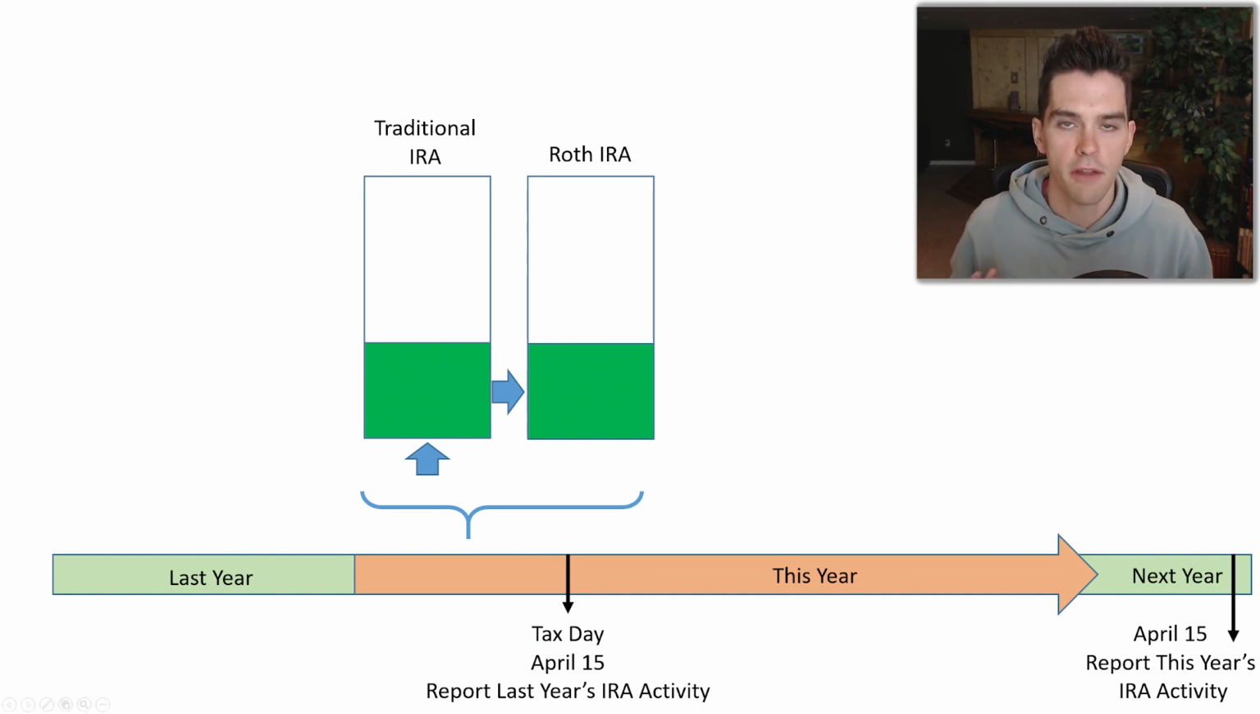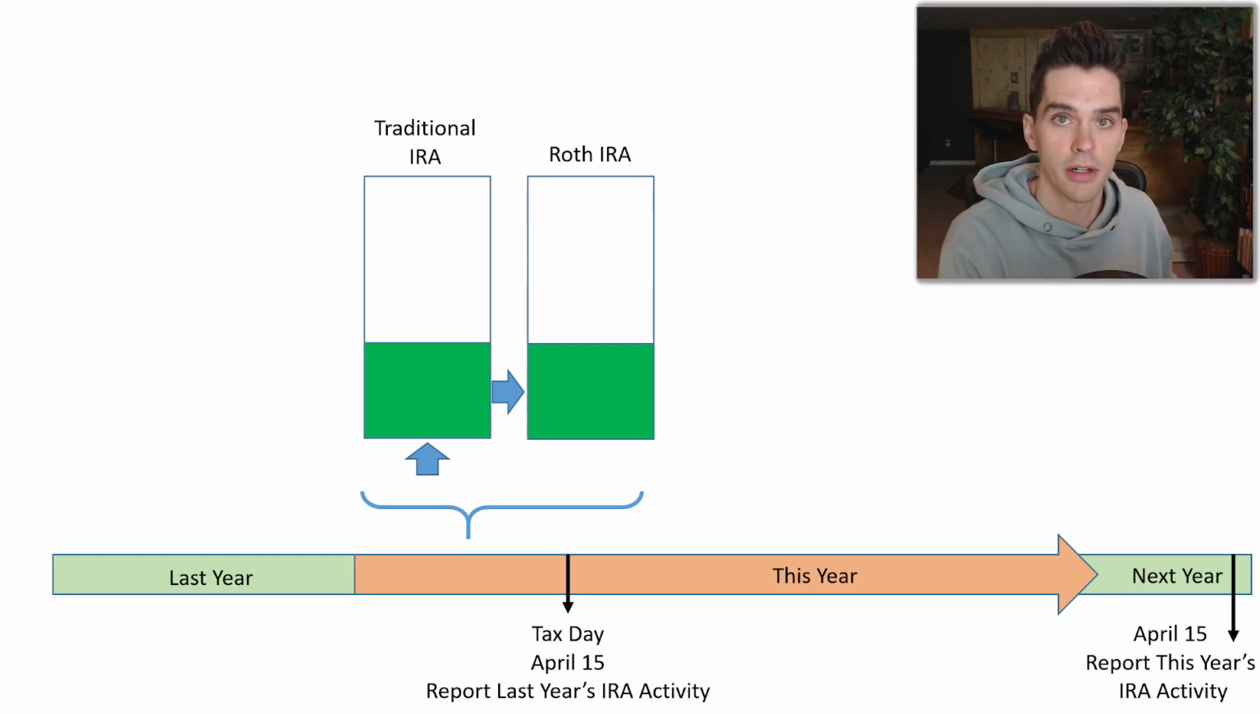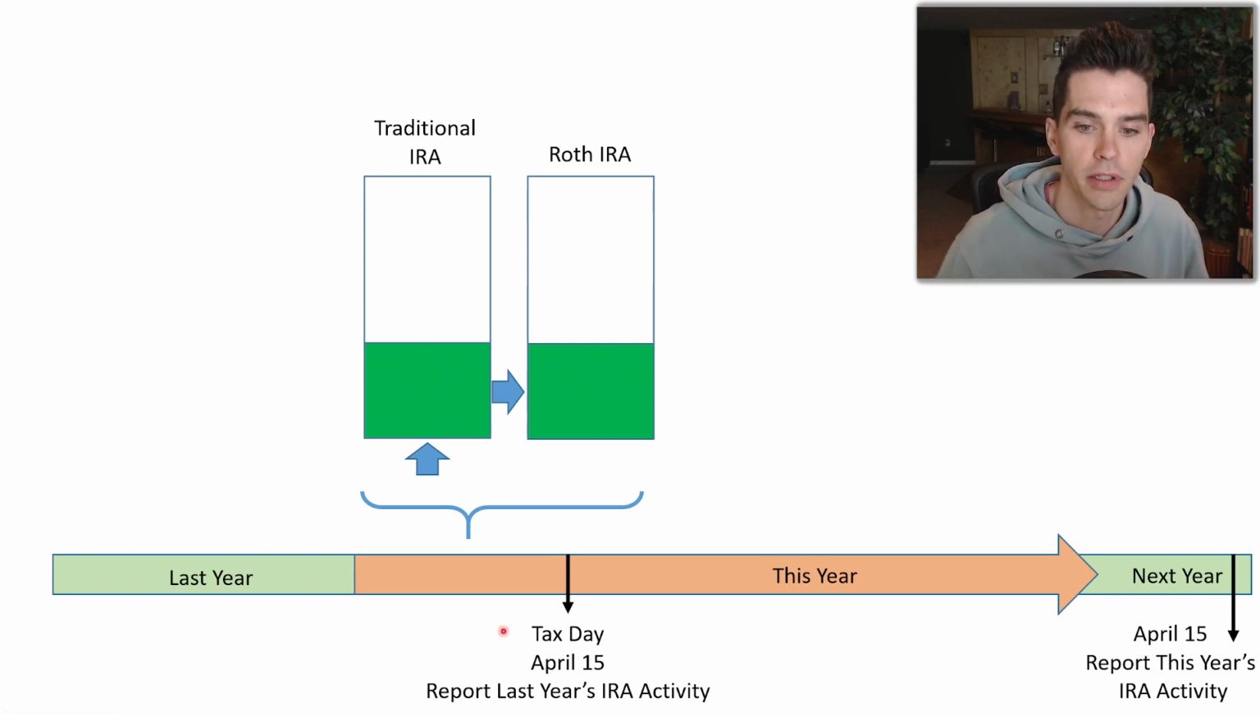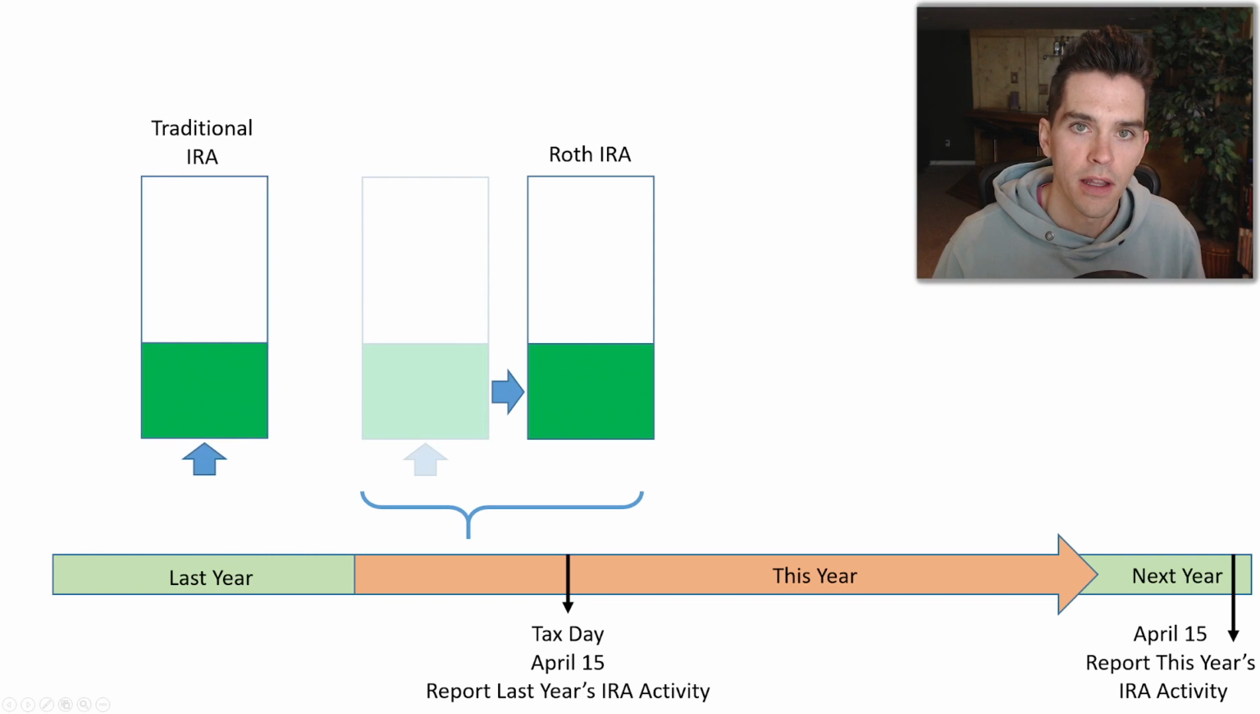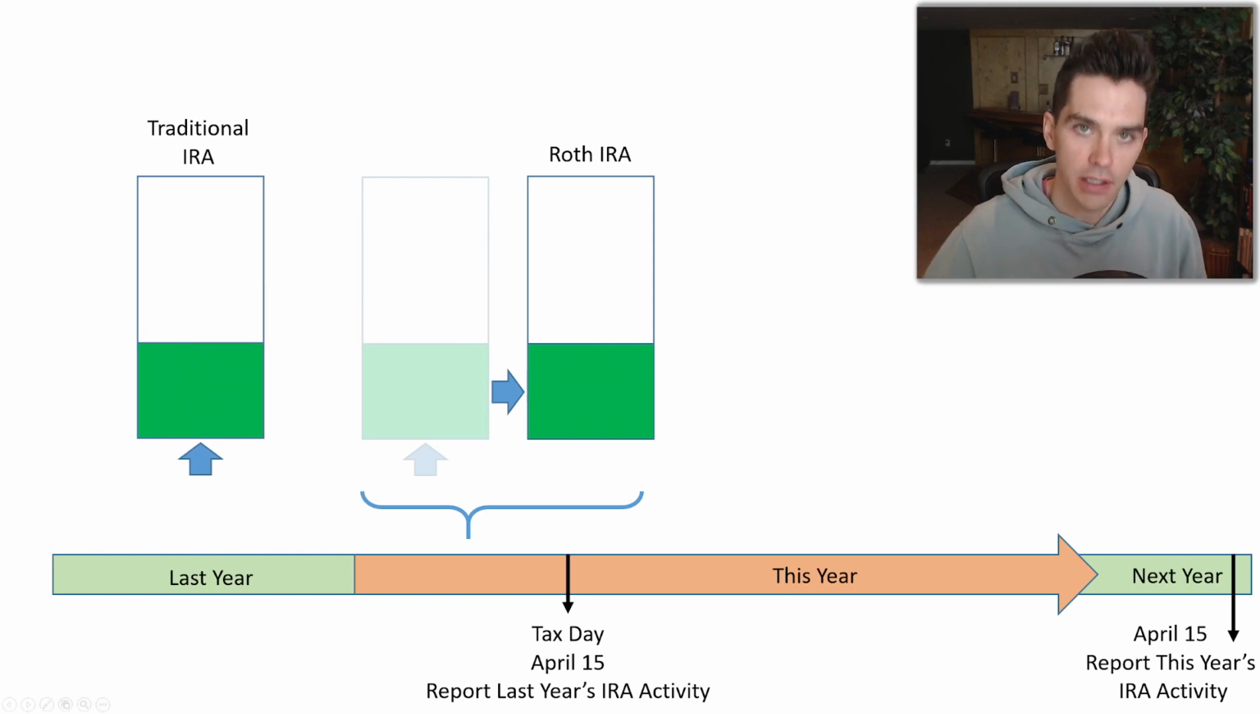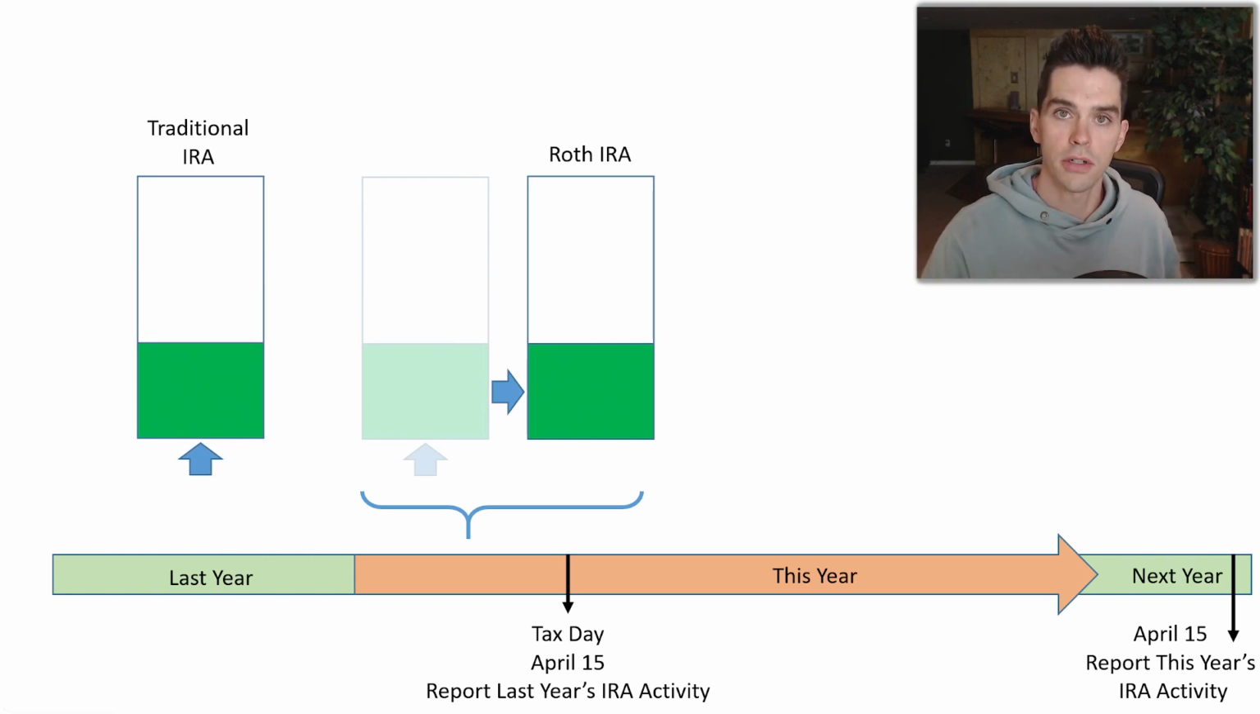We want to take advantage of the fact that the government allows us to make contributions for last year to our IRAs up until tax day. So the actual operations, the contribution to the traditional IRA and the conversion from traditional to Roth IRA, happen this year. But the IRS lets you treat it as if the contribution happened last year. And it counts against your contribution limit, the amount you're allowed to contribute for last year.